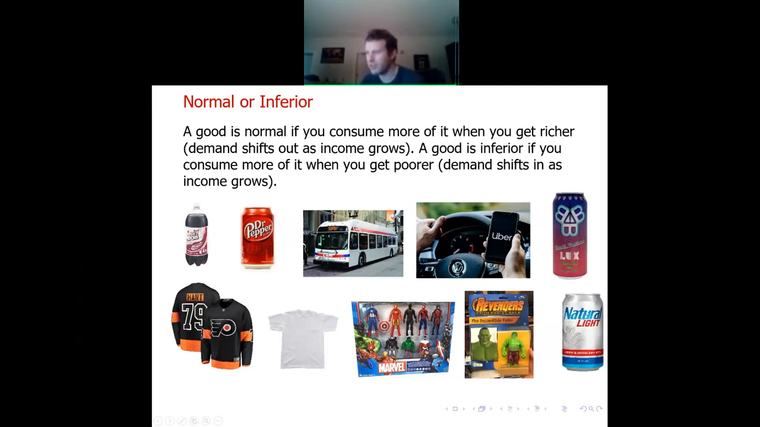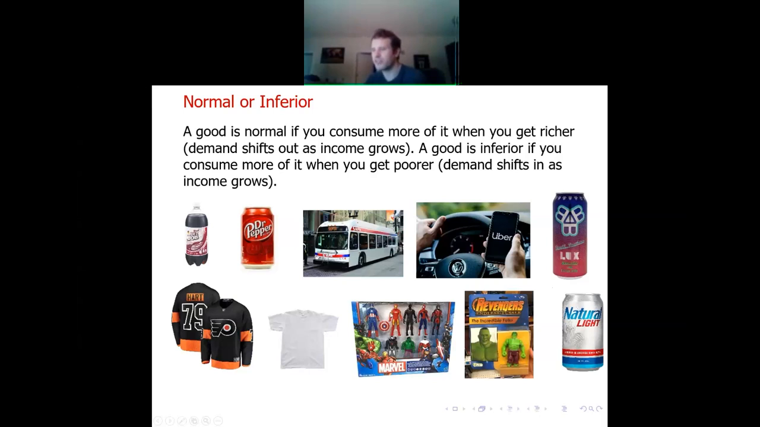I would consider Natty Light, when I'm drinking that, it's usually because I'm in college, I don't have too much money, or I'm in high school drinking in the woods. It's not because I want to be drinking Natty Light, it's because I don't really have too many options. So I would consider Natty Light an inferior good.